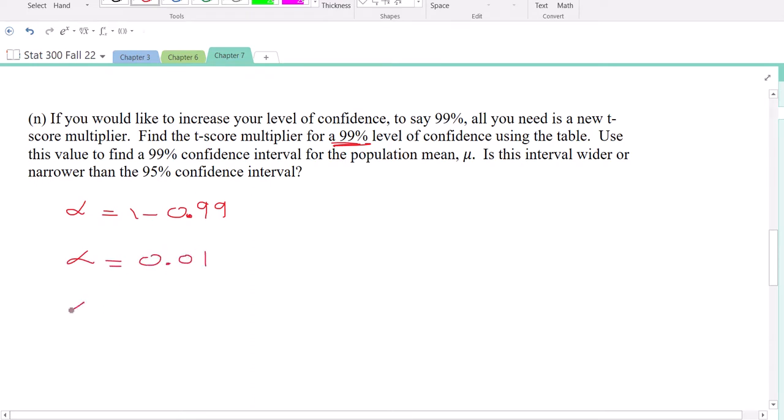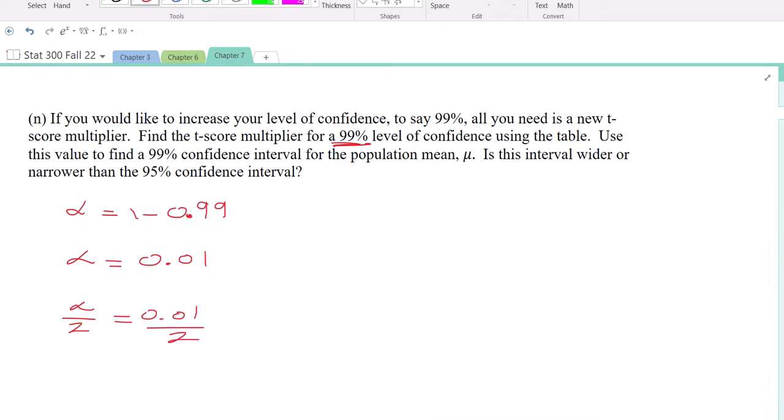So that gives me 0.01. So what does that mean? Then alpha over 2 is, so divide 0.01 by 2, which gives us 0.005. So this is then our alpha over 2.